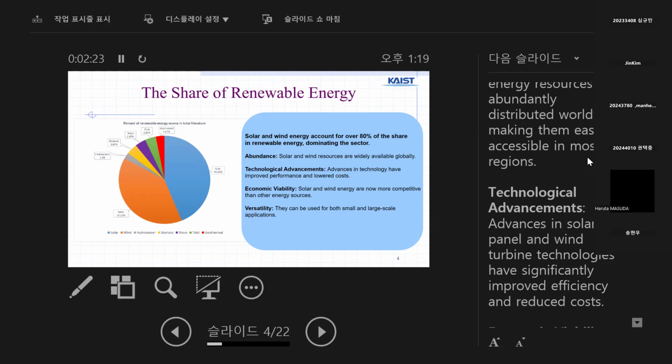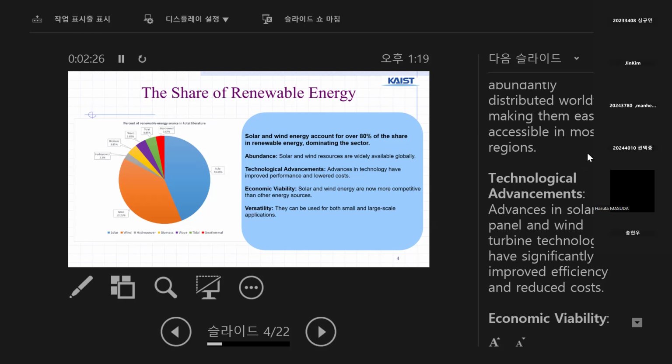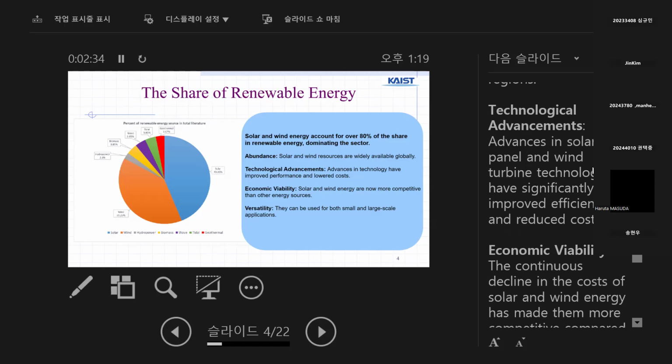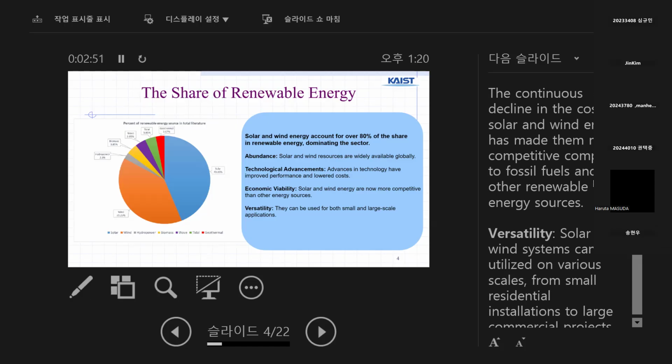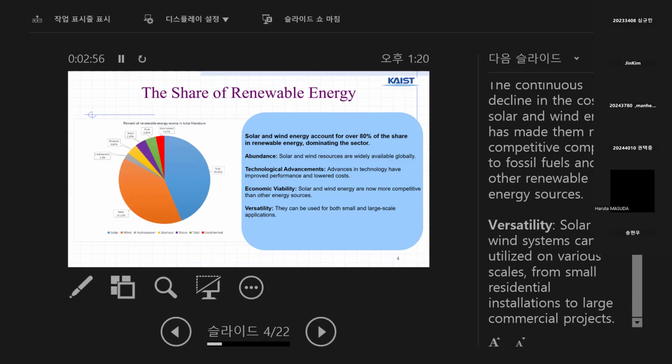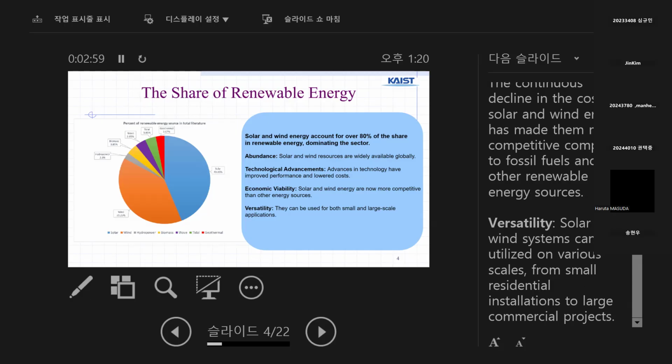The second reason is technological advancement. Advances in solar panel and wind turbine technologies have significantly improved efficiency and reduced cost. The third reason is economic viability. The continuous decline in the cost of solar and wind energy has made them more competitive compared to conventional fossil fuels and other renewable energy sources. The last reason is versatility. Solar and wind systems can be utilized on various scales, from small size to large commercial projects.